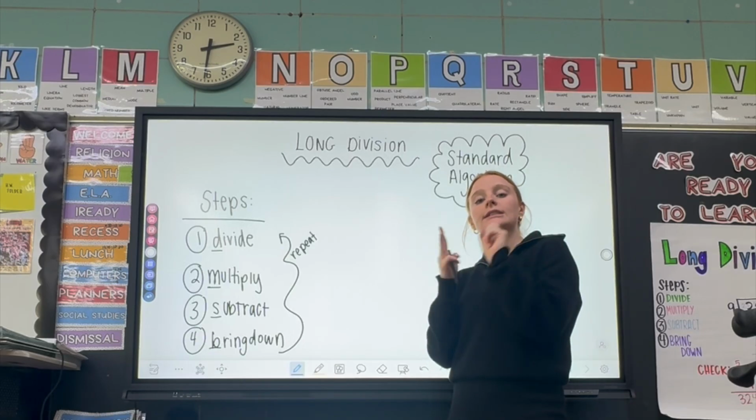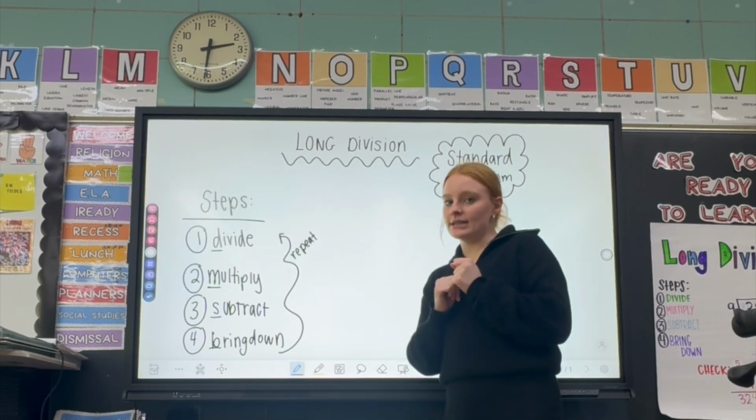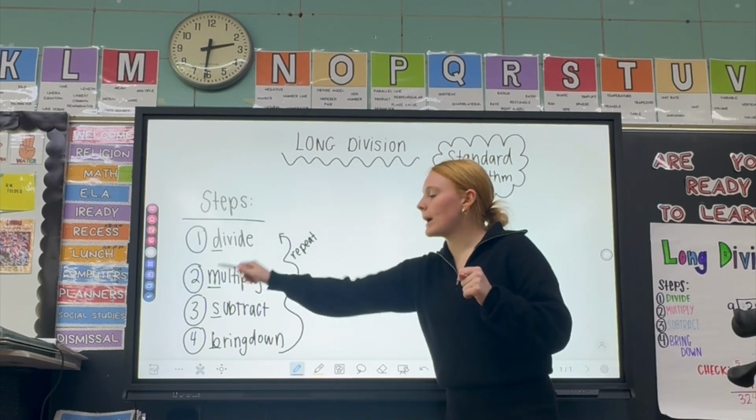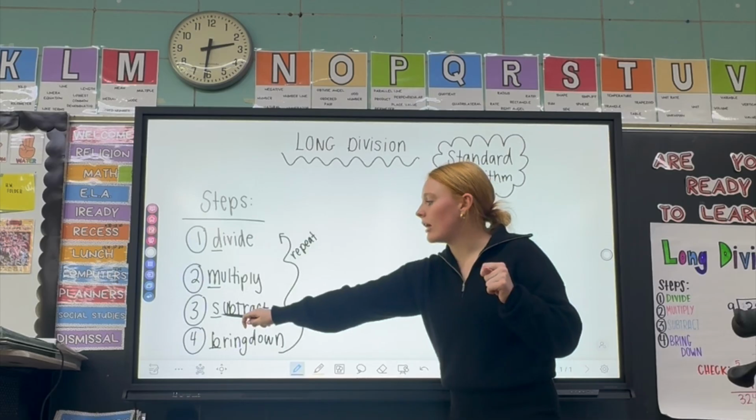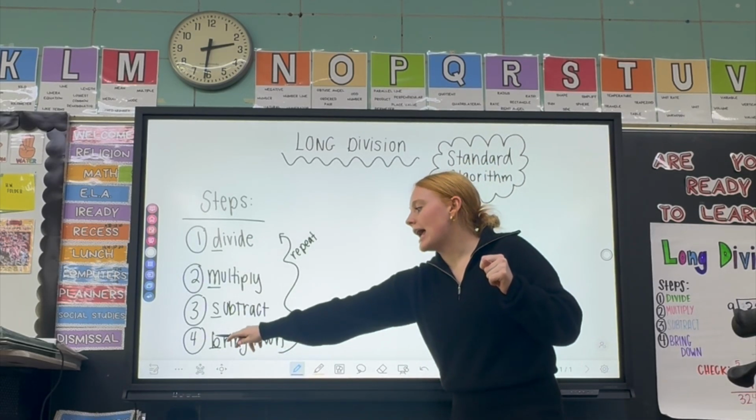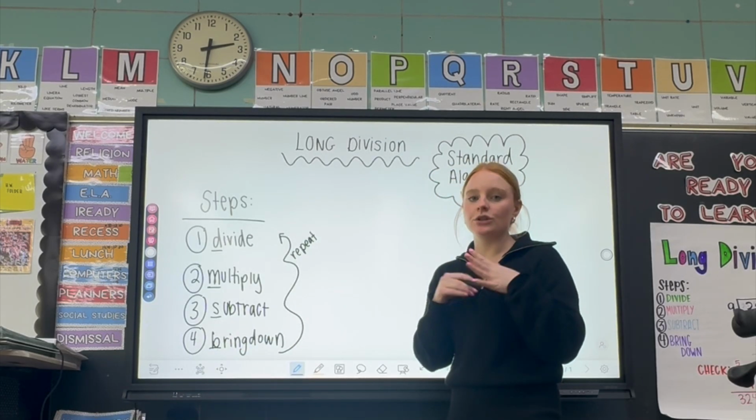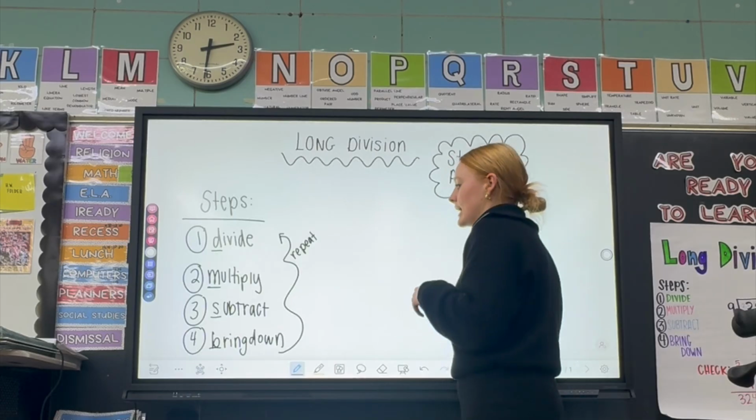Does McDonald's sell burgers? Does and divide both start with a D. McDonald's and multiply both start with an M. Sell and subtract both start with an S. And bring down and burgers both start with a B. So does McDonald's sell burgers is a great way to memorize these steps.